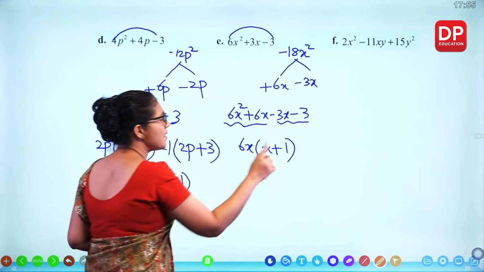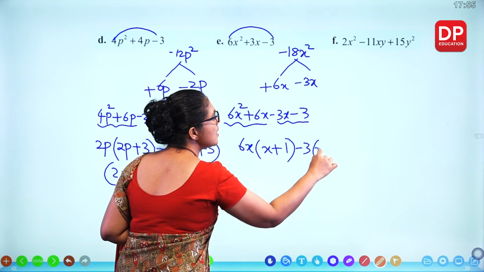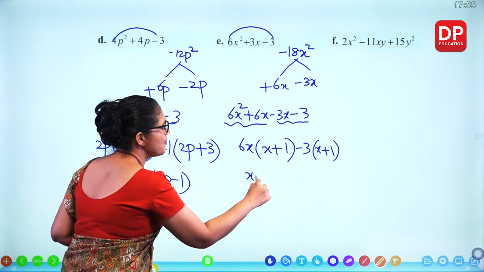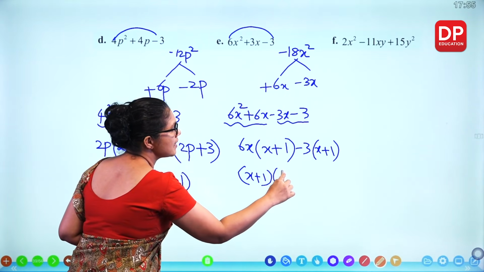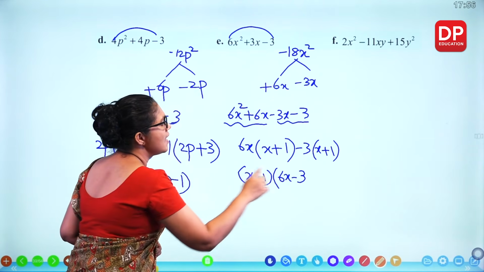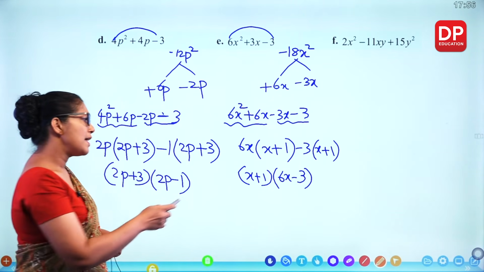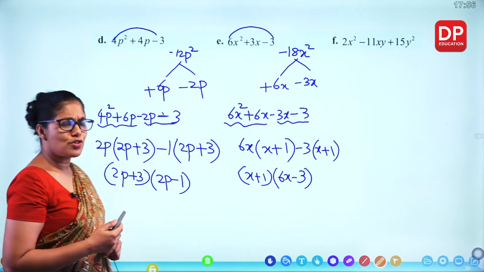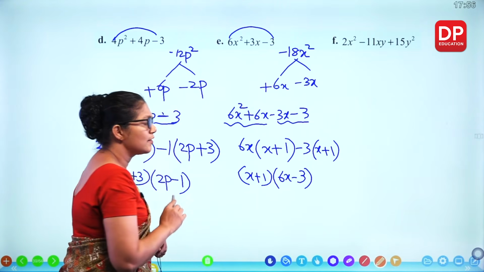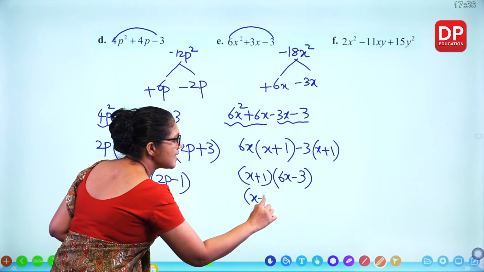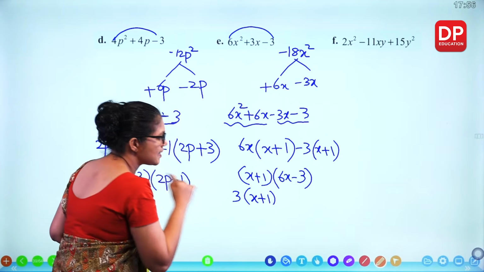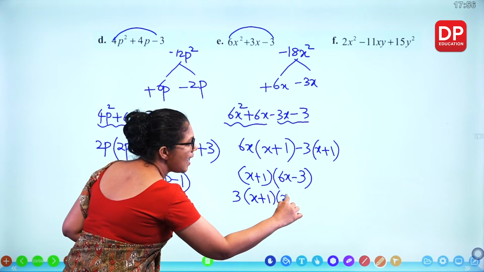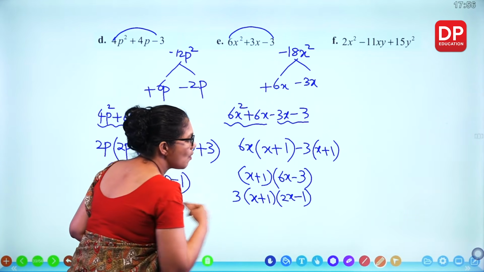From this, you can take minus 3 out. X plus 1 is there. Now again, x plus 1 is common. Take it out. What's remaining? 6x minus 3. Now, here, can we keep this answer like this? I can see 3 is common to this factor. So, what I can do, I can take 3 out from this factor. So, when I take 3 out, what is remaining? I can write 2x minus 1.